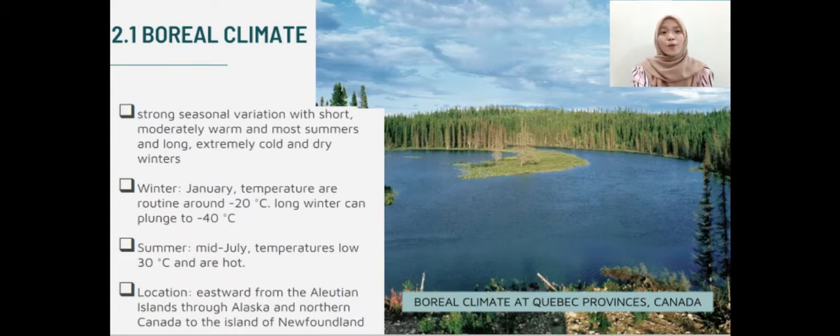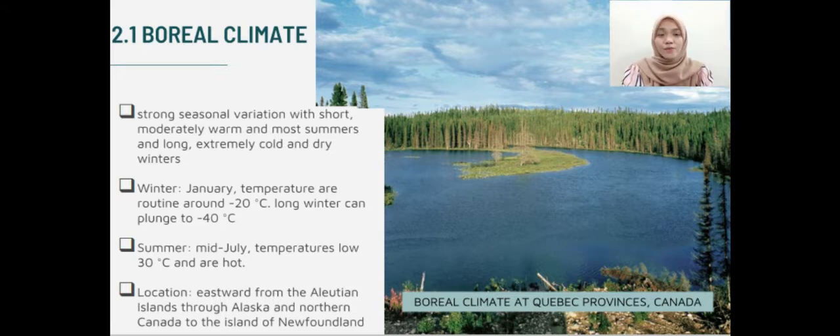First of all, the boreal climate. This climate, also known as the subarctic climate, tends to have really hot summers but long, cold and dark winters, whereby when the winter season is coming, which falls from December to mid March, the temperature is retained around -20 degrees Celsius.